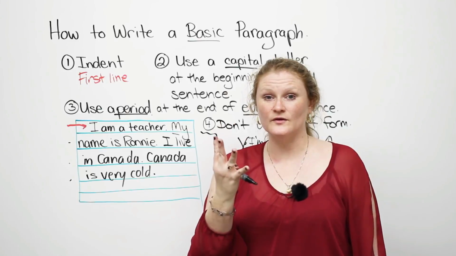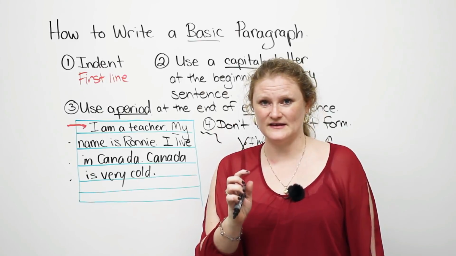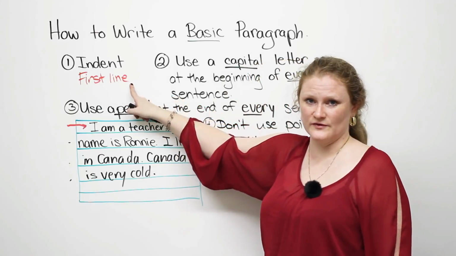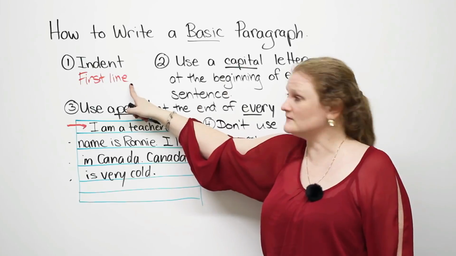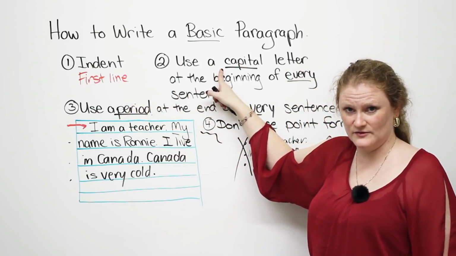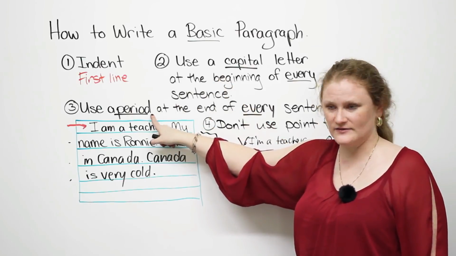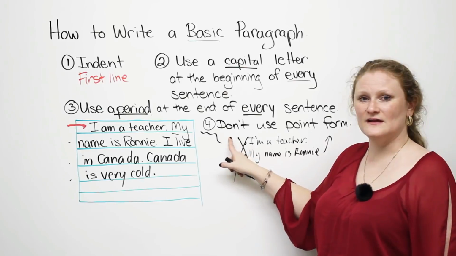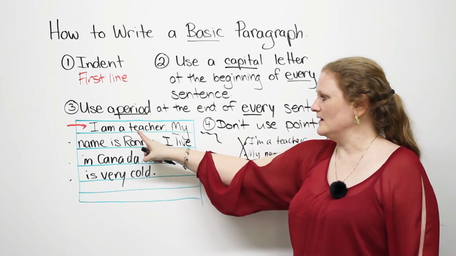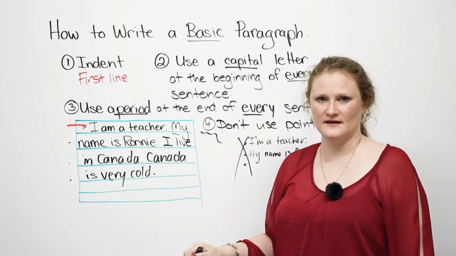So, 4 basic things to remember when you're writing a basic English paragraph. The first one is indent the first line of your paragraph only. Use a capital letter at the beginning of each new line or each new sentence, and use a period at the end. Also, don't forget, don't use point form. I am a teacher. My name is Ronnie. I live in Canada. Canada is very cool.